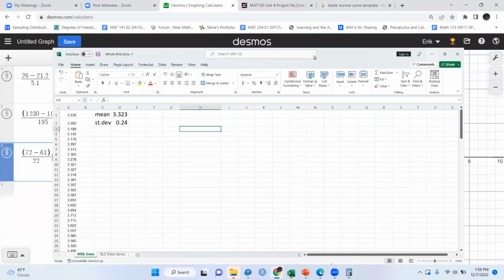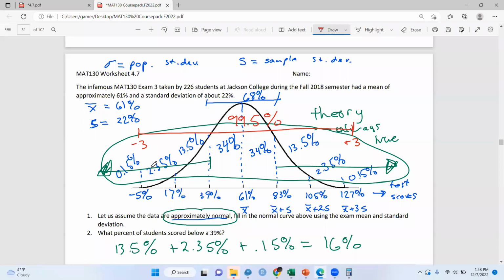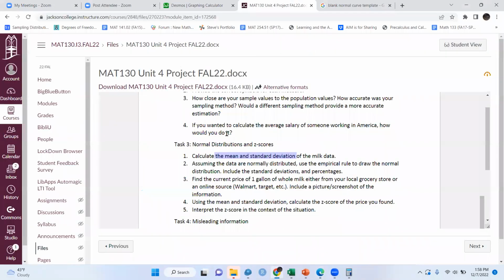Okay, it's up to you how you do it. It might just be easiest to hand draw it. You're drawing this thing. I want to see these percentages, and everyone's going to have the same percentages. Then on this axis, you're going to have the mean of the milk and the standard deviations going up and down. Does that make sense? That takes care of number 1 and number 2.